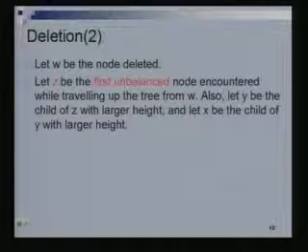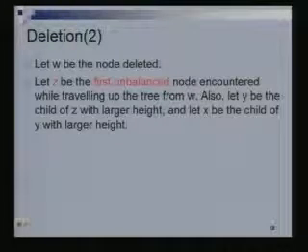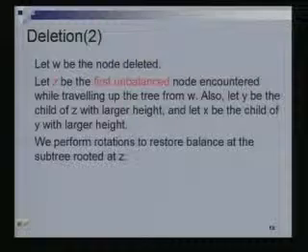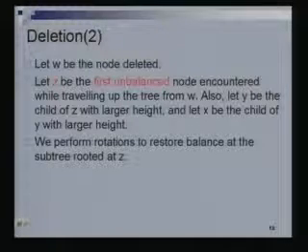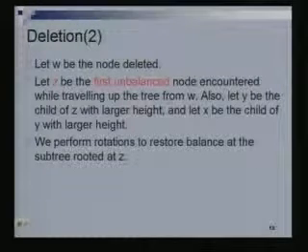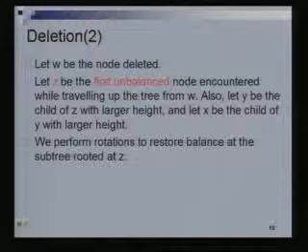Z has two children. One of them has a larger height than the other one. So we take that one. So once again we will perform rotations to restore the height balance of the subtree rooted at Z.